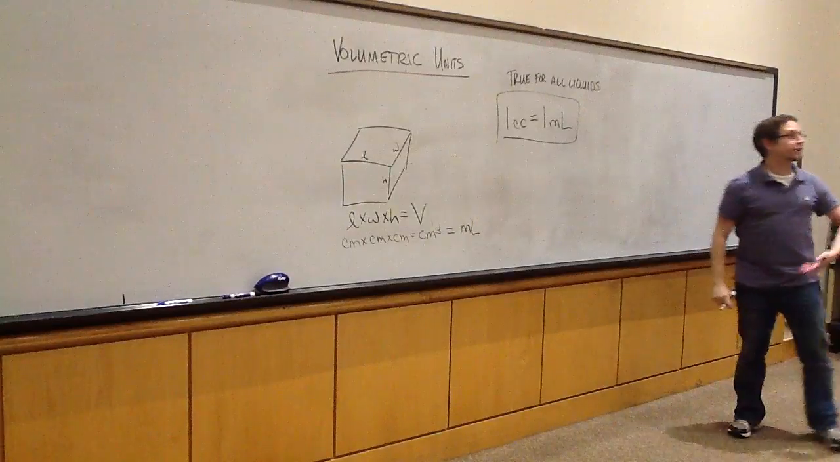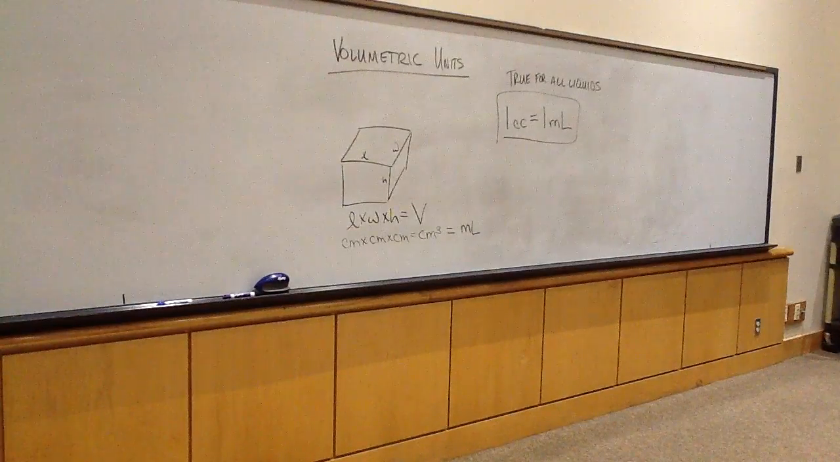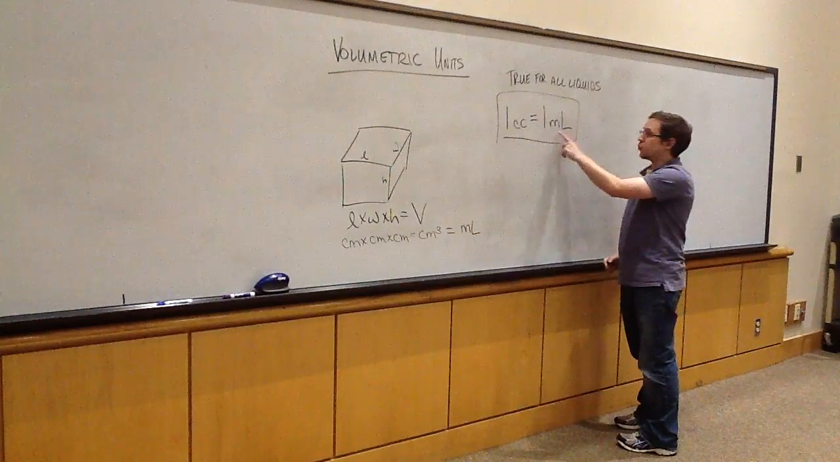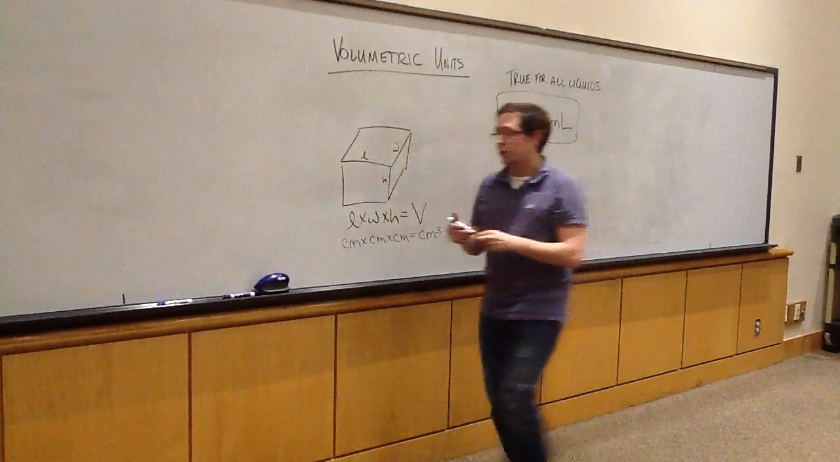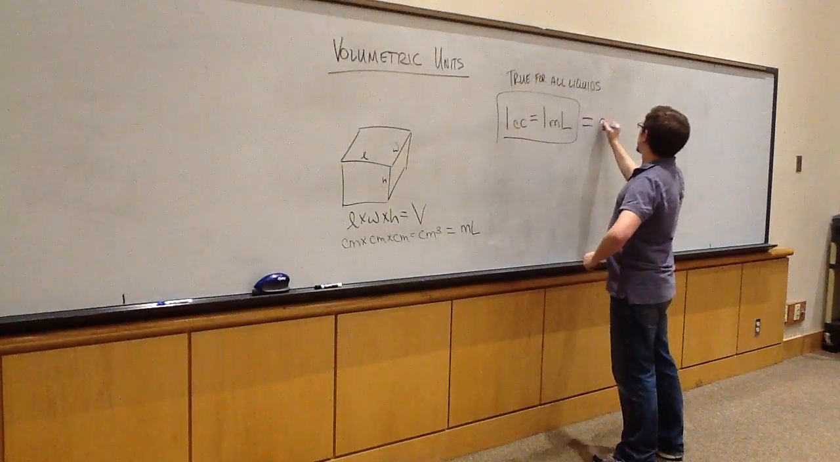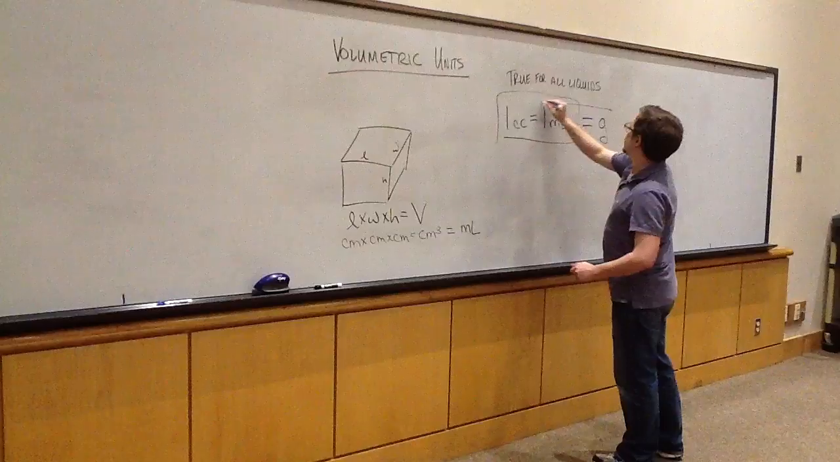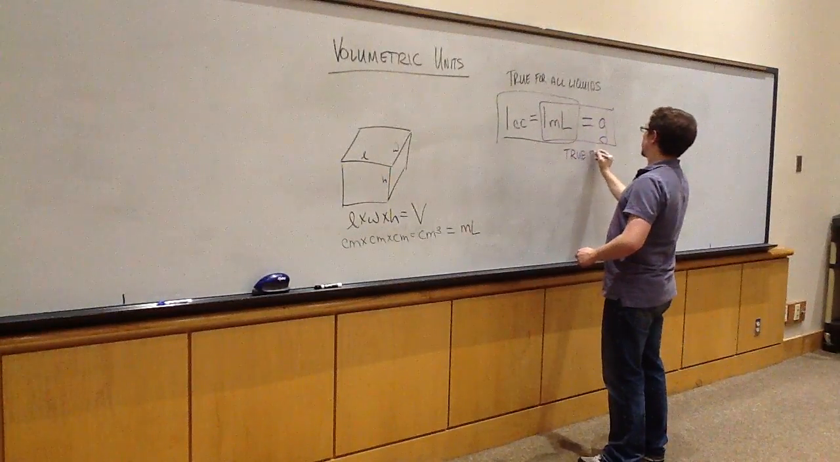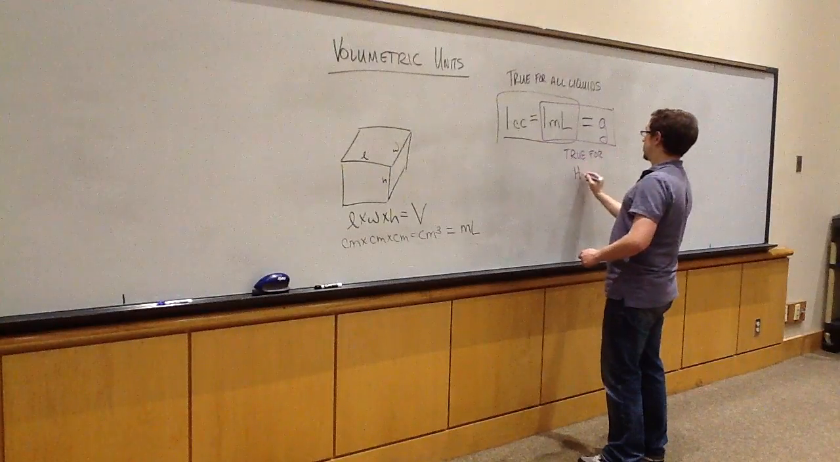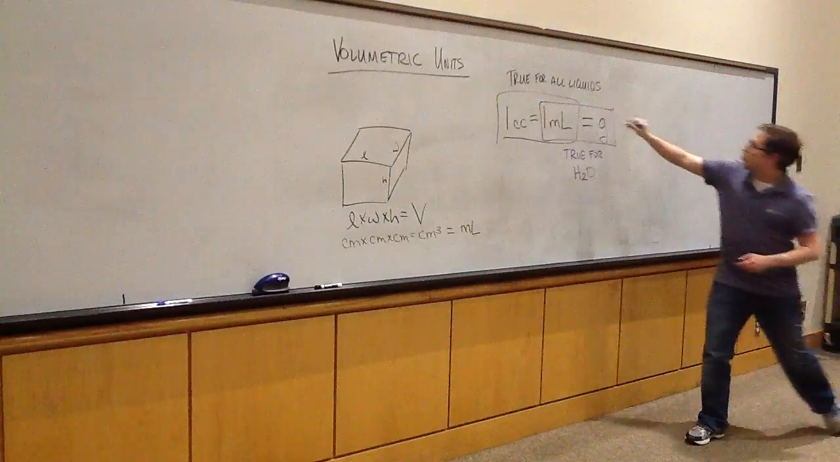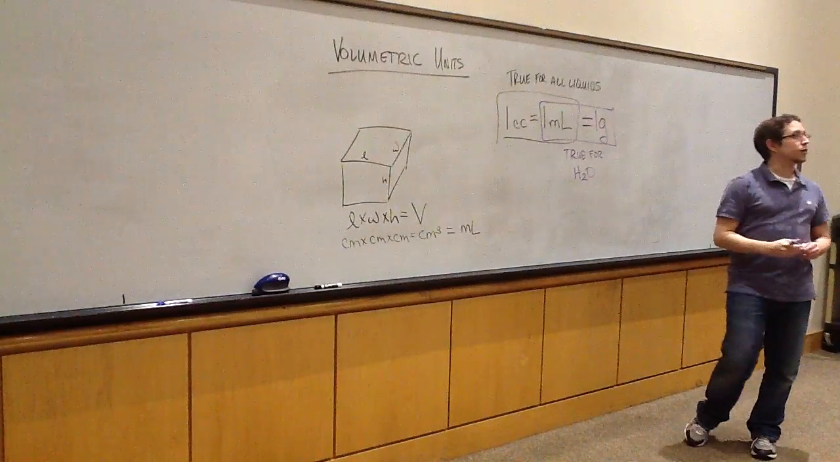But water is kind of an exception to this rule, in that not only does 1 cc equal 1 milliliter, but 1 milliliter for water also equals 1 gram, right? So this part here is only true for water. It's only true for water, where 1 milliliter equals 1 gram.